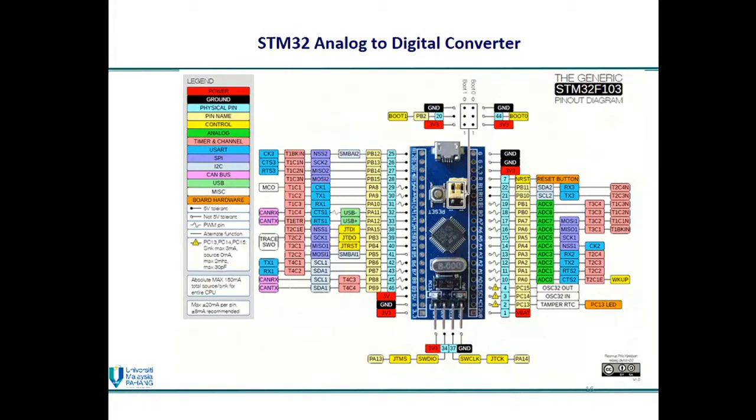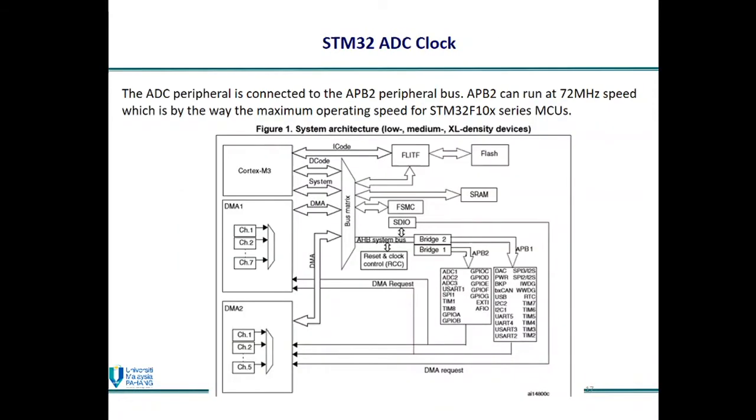Okay, this is a pinout diagram for the STM32 microcontroller. You can see ADC has 10 channels, as we can see in the green color for the ADC pins. So ADC 0 to ADC 7 is connected using PA0 to PA7, and then ADC 8 is PB0, ADC 9 is PB1.